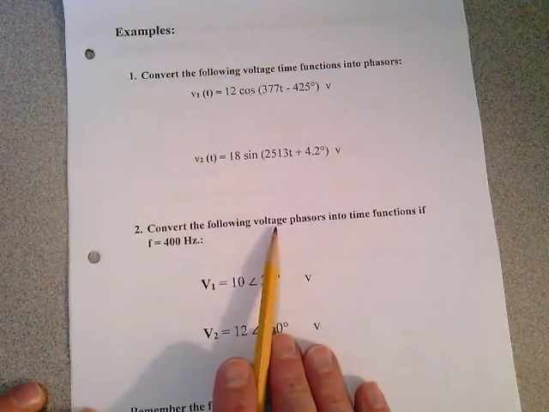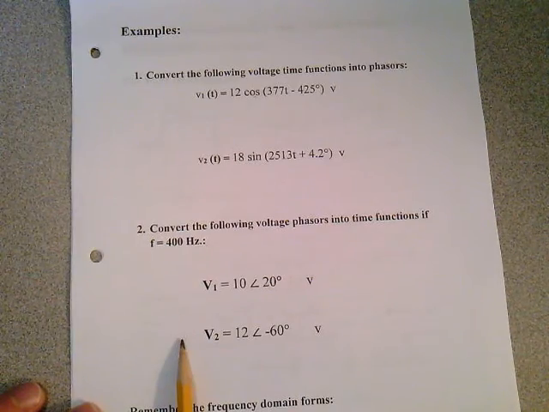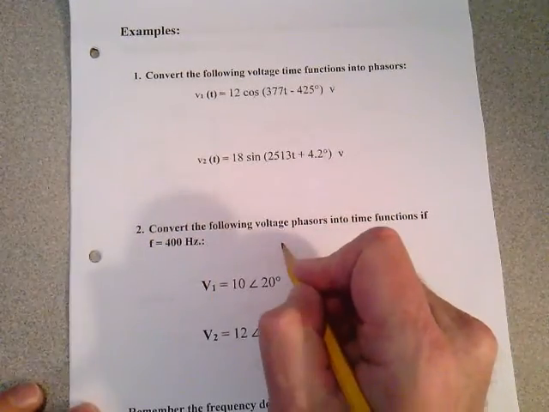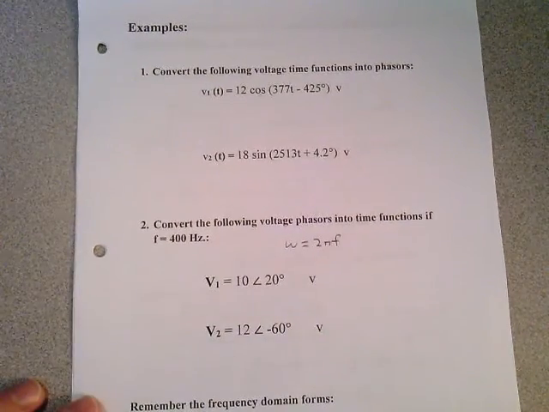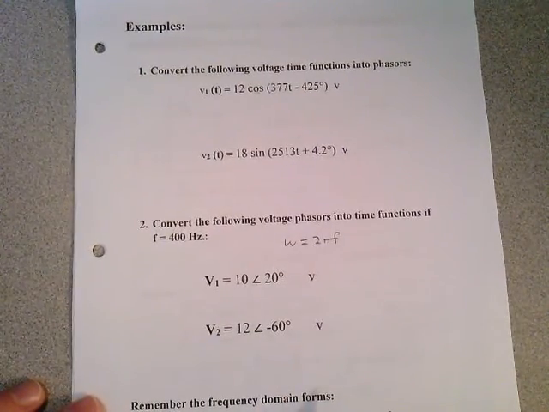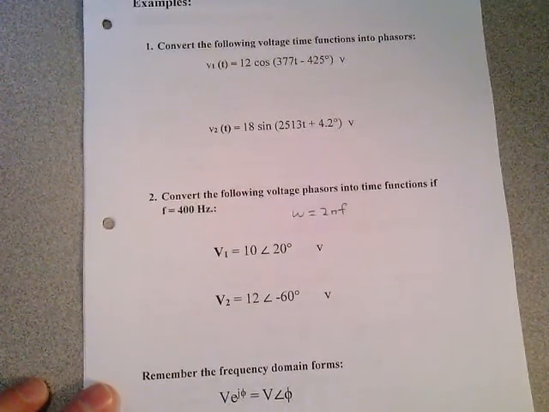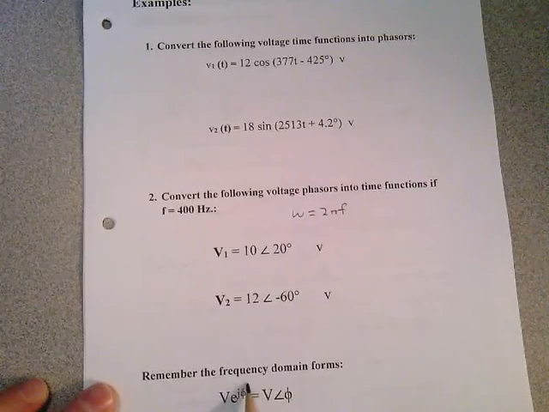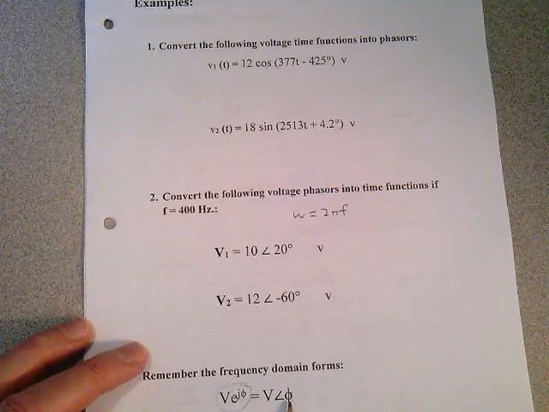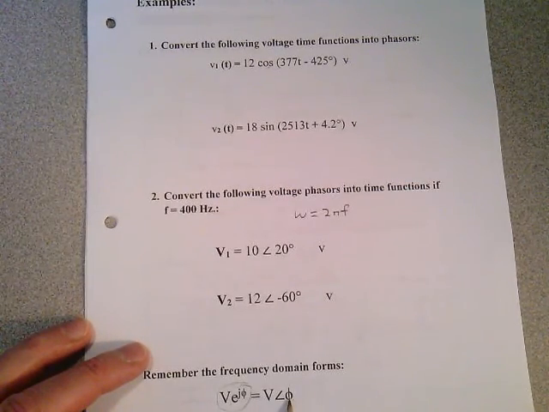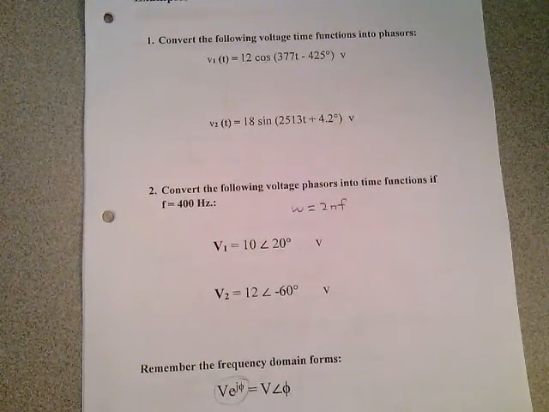Down here, convert the following voltage phasors into time functions if the frequency is equal to 400 hertz. So the first thing you're going to have to do in this problem is find omega. I want to find omega here first. Then just get it in the time domain. There's the frequency domain, get it in the time domain. And remember, the frequency domain forms look like this. This just converts that complex frequency domain form to some magnitude at some angle. That's all. So take your time and work through that and see what you get for an answer.